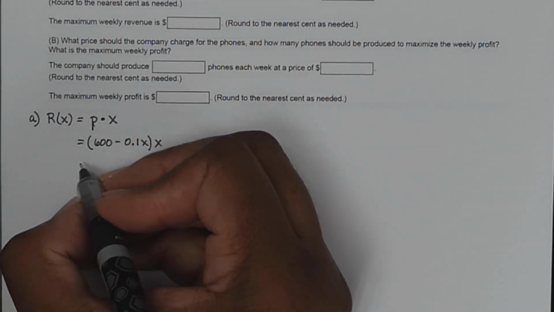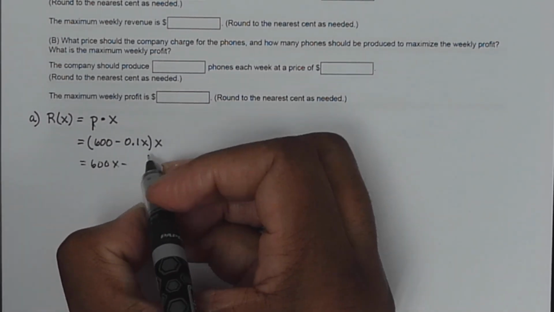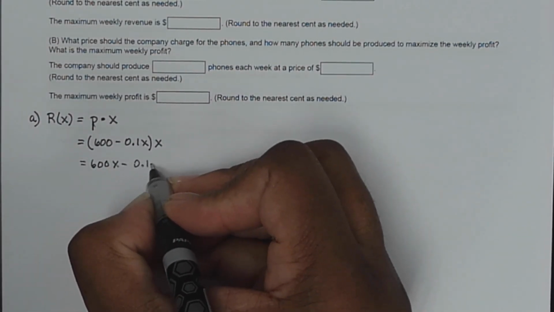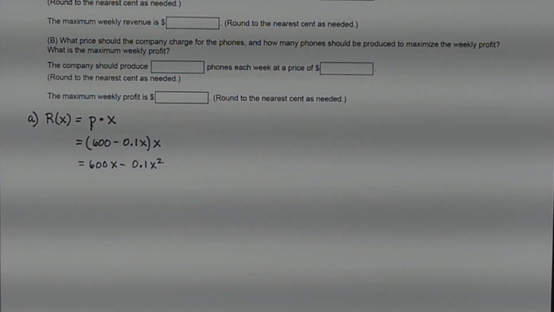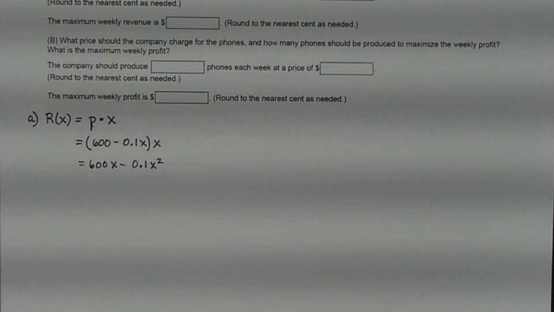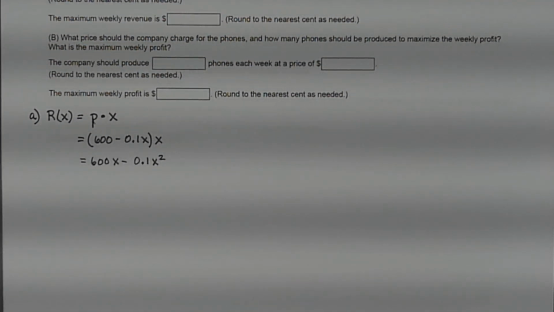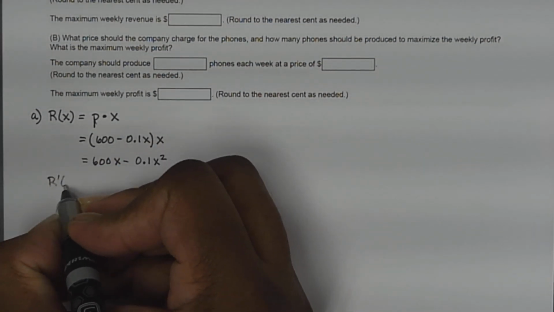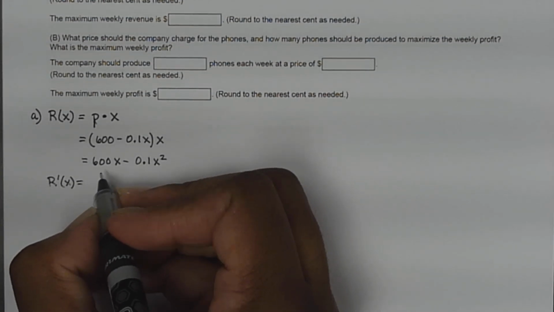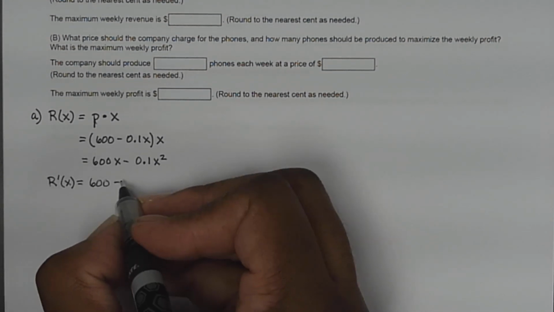Now, if you distribute the x over the 600 minus 0.1x, you'll get 600x minus 0.1x squared. That will be your revenue function. Now, let's go ahead and take the first derivative if we're finding a maximum weekly revenue. So R prime of x will be this. The derivative of 600x will be 600 minus the derivative of 0.1x squared.